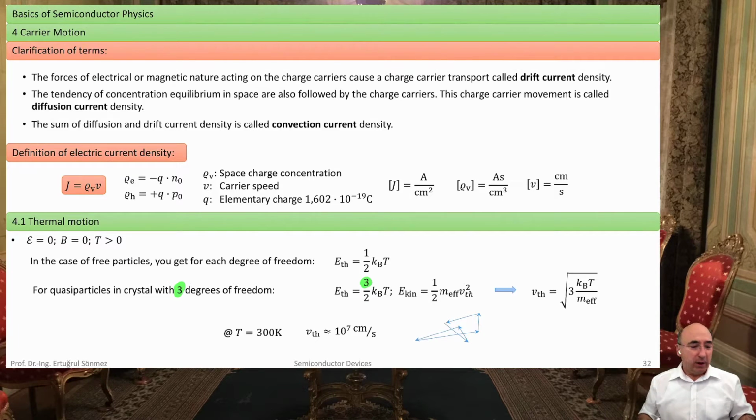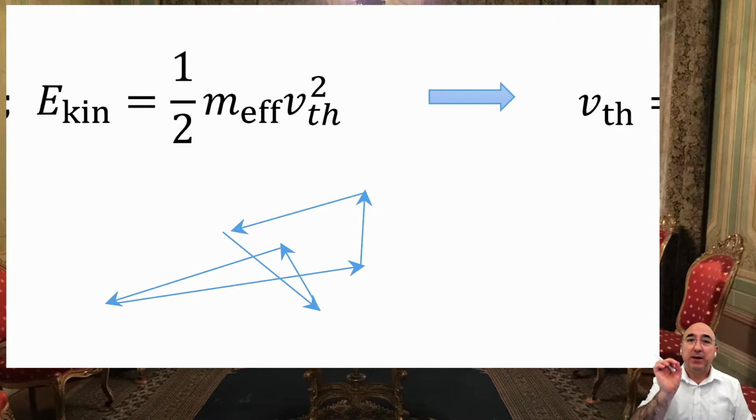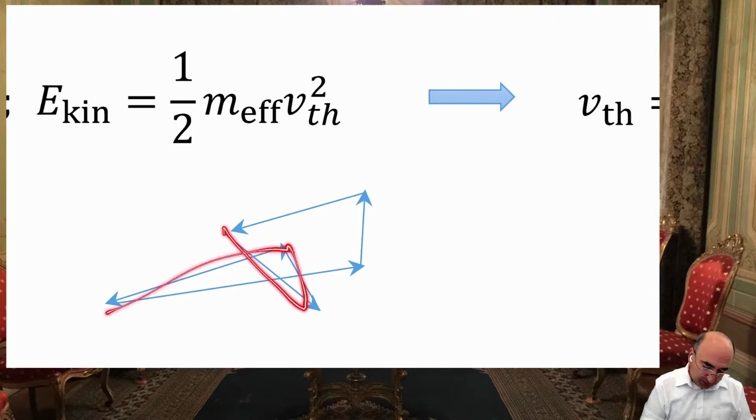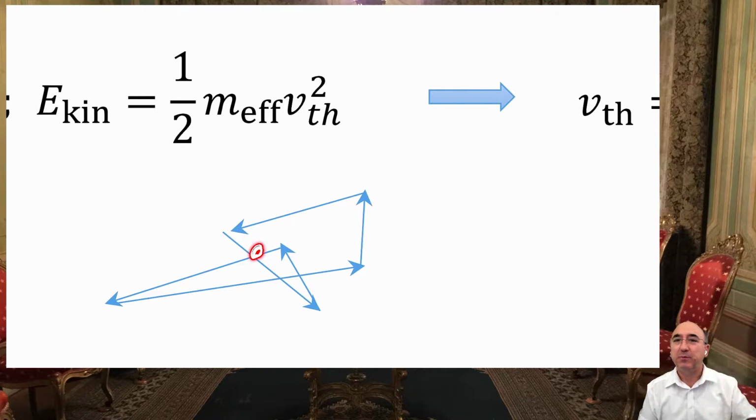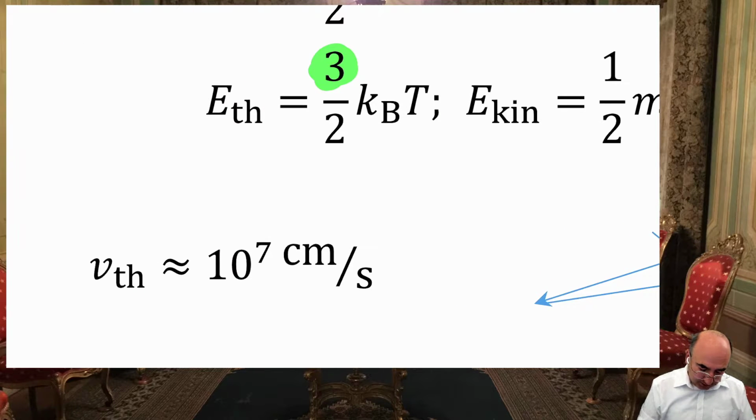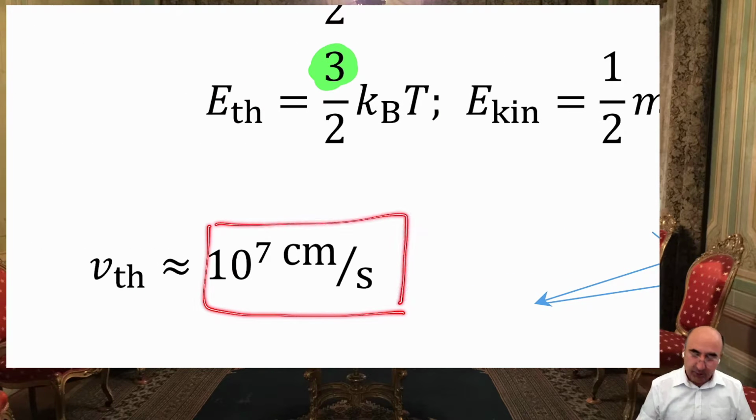Now you say, okay, I heat up the semiconductor and the current flows, and the speed is 10 to the power of 7. No, that's not the case. The speed is effectively zero because the movement is random and the mean movement is zero. But you see, it is a very fast movement.